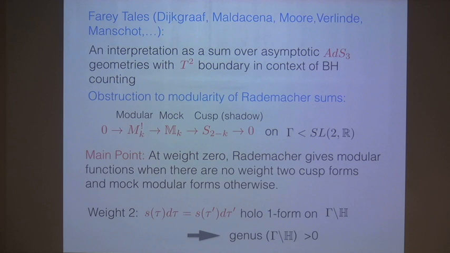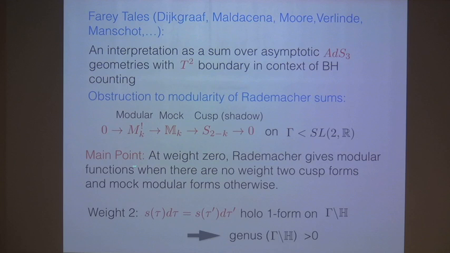So the obstruction to modularity of Rademacher sums can be expressed in terms of a short exact sequence. These are weakly holomorphic modular forms of weight k. These are what are called mock modular forms, an example of which you heard about in the previous talk. And these are what are called cusp forms of weight 2 minus k. Cusp forms are modular forms that go to zero as you go off to i infinity. So the point of this is that when the space of these forms is zero, then there is no obstruction to the modularity of the Rademacher series.